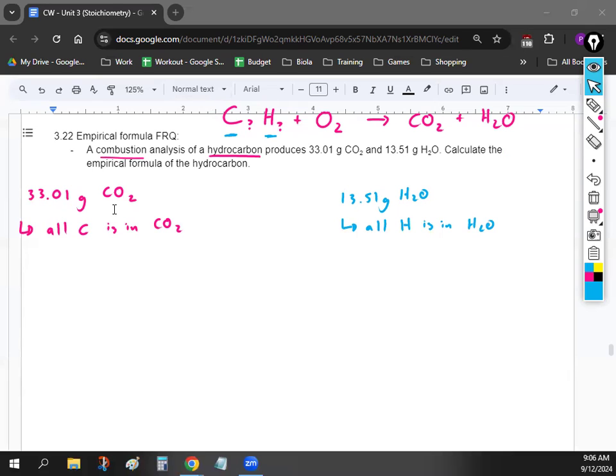All the carbon goes to CO2, all the hydrogen goes to water. Okay, so I'm going to show you guys how to figure out how much carbon is in here if you got 33.01 grams of CO2. And then I'll have you guys try one for H2O. Okay, so let's take a look at CO2. So the first thing that you want to do is you want to find out the molar mass of CO2. Okay, so I want you guys to go to your periodic table, and real quick, I want you guys to write the molar mass of CO2.